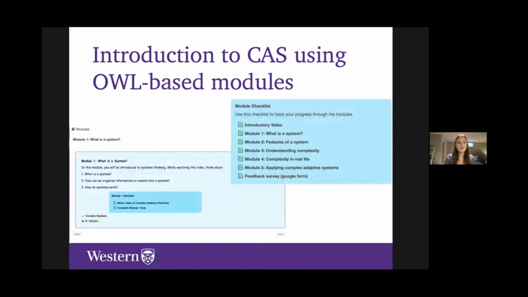So here are some screenshots of the OWL site. Using checklists was a really helpful way to stay on track. We also received a lot of feedback to include learning objectives for each module to direct focus onto the main ideas of each section. To the left, you can see module 1, and on the right, you can see the 5 modules and how they were set up, first with introducing systems and complexity, and then moving to videos and simulations that had applications.